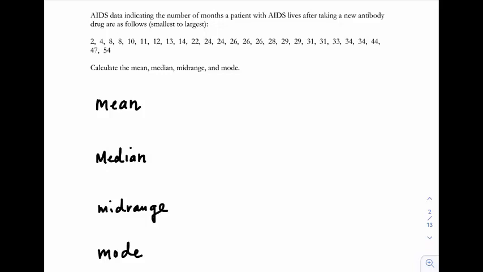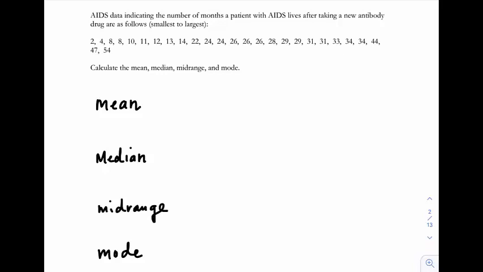Each one of these is a statistic, particularly because each number represents the number of months an individual with AIDS lives after taking a new antibody. I imagine this is not every individual with AIDS in the whole world, so this is just a small snapshot of that.